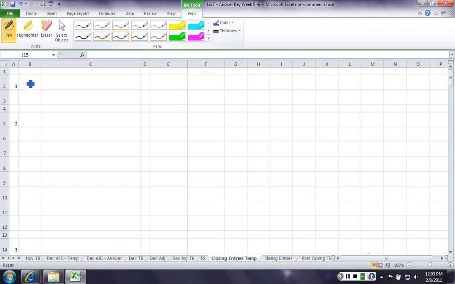Now I find it's easier to do these closing entries if I print out the adjusted trial balance or the income statement or the financial statements because they help me with this process. Revenue has a normal credit balance. So to make it go away, we need to debit it.